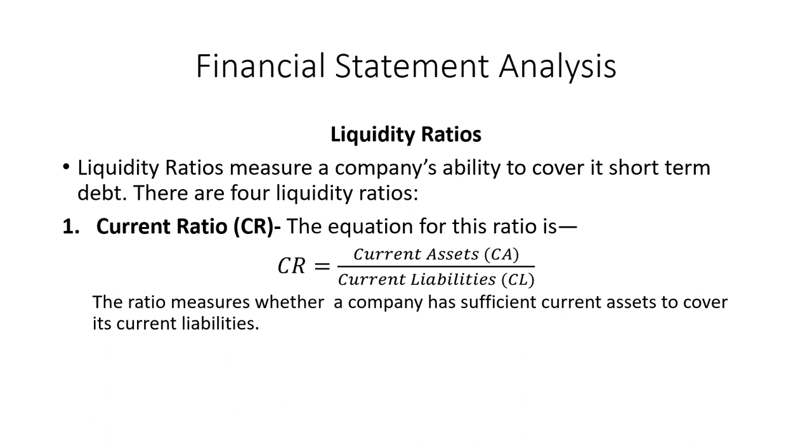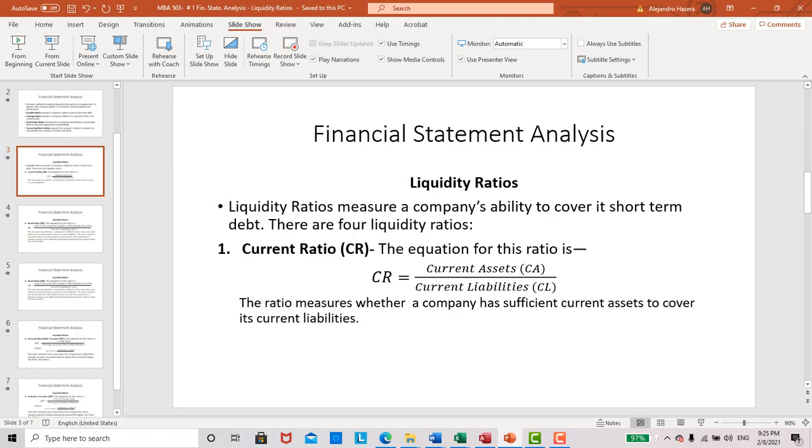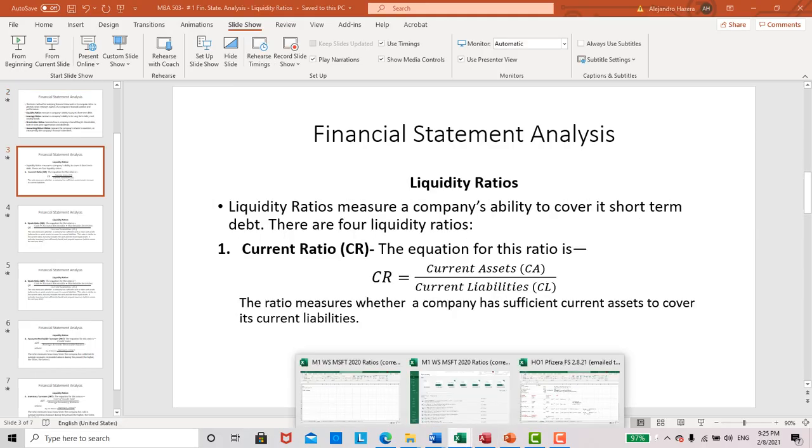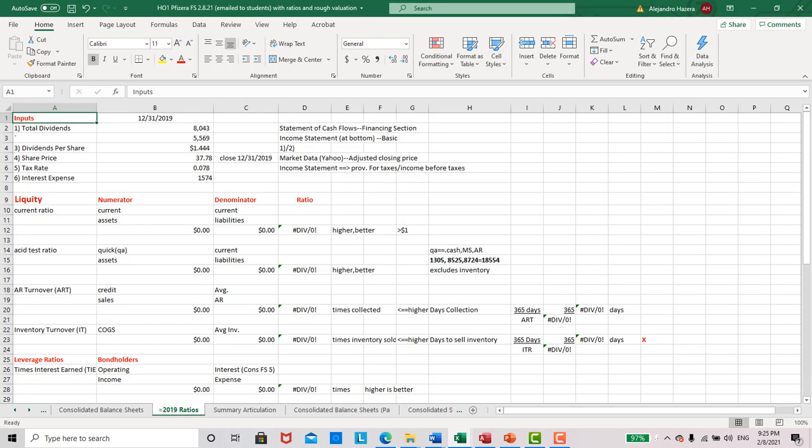Think about what a current asset is. Current assets are assets that are cash or that will be converted to cash, if you're being generous, within a year. And current liabilities you're going to pay off within a year. So you want this ratio to be as high as possible. Let's go ahead, and I'm going to do these on an individual basis. I'm going to go over here to the Pfizer worksheet. And here is the Pfizer worksheet that we're going to be building.